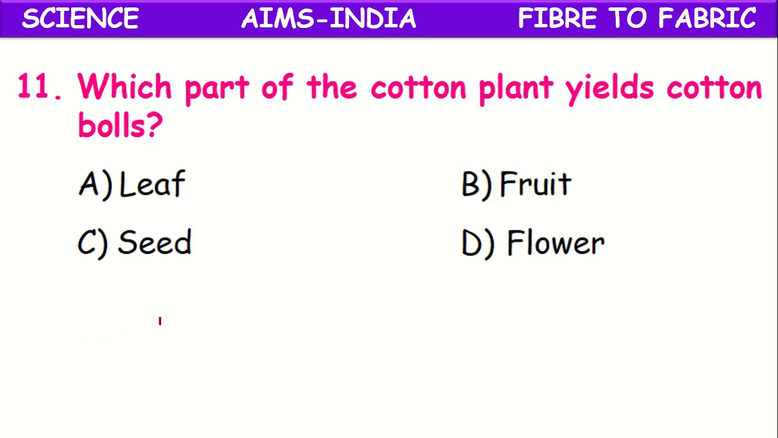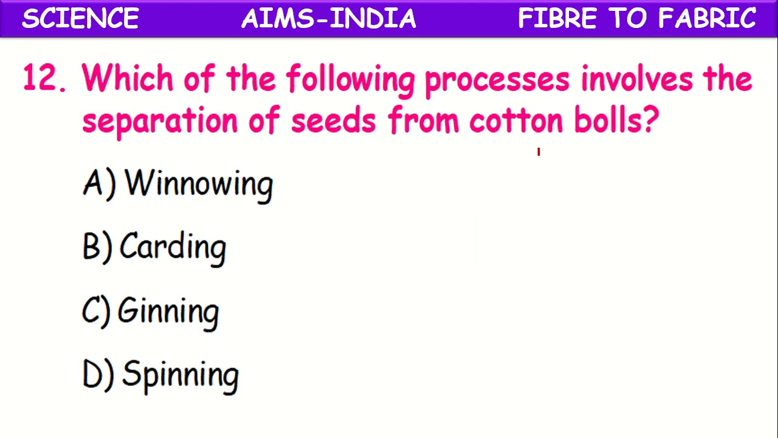Next question: which part of the cotton plant yields cotton balls? From where does it come? From the leaves, fruit, seed, flower. It comes from the fruit. Okay. Next, which of the following processes involves the separation of seeds from cotton balls?